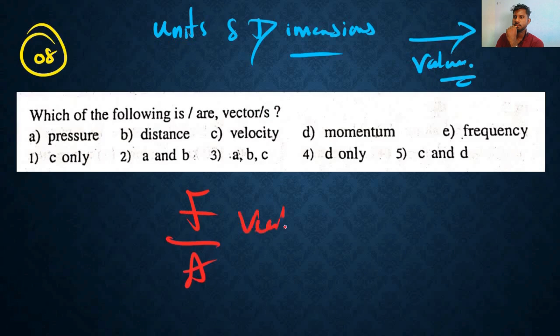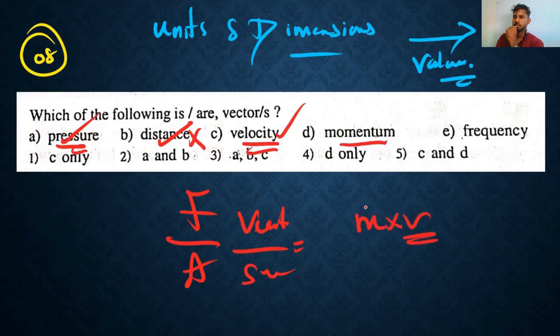So vector divided by a scalar, basically it's a vector, right? That's correct. And distance, of course, is not a vector, we know that. Velocity, that's a vector, correct? And momentum, mass into velocity. Velocity is a vector, right? So scalar into vector, that's a vector, right?